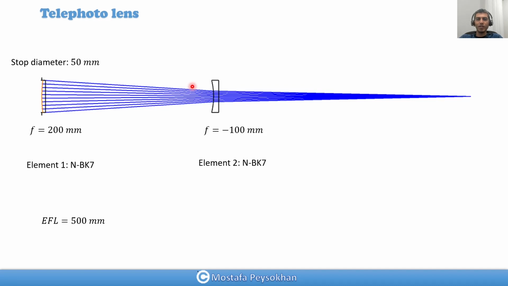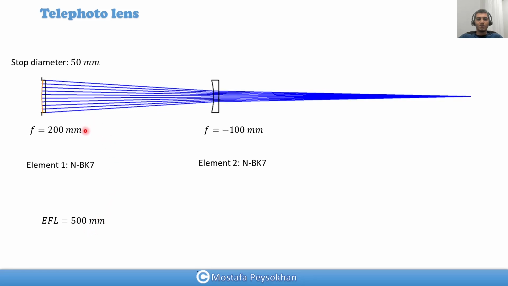A telephoto lens is an optical system where usually the effective focal length of the system is larger than the physical length of your system. For example, from here, from the first optical element to the focus, is smaller than the effective focal length of the whole system, which is 500 millimeter.